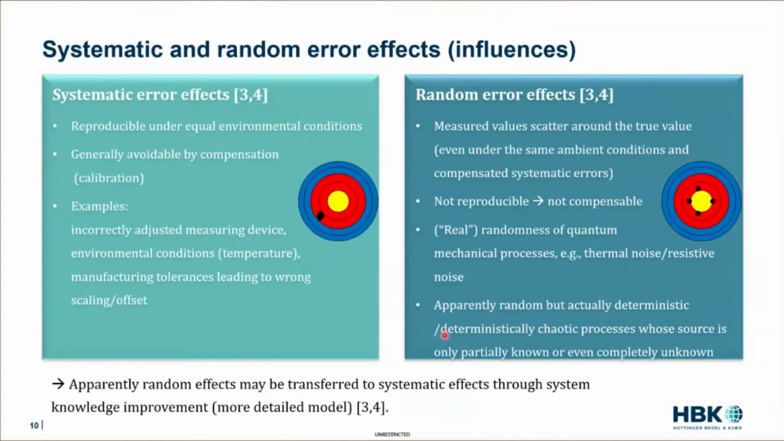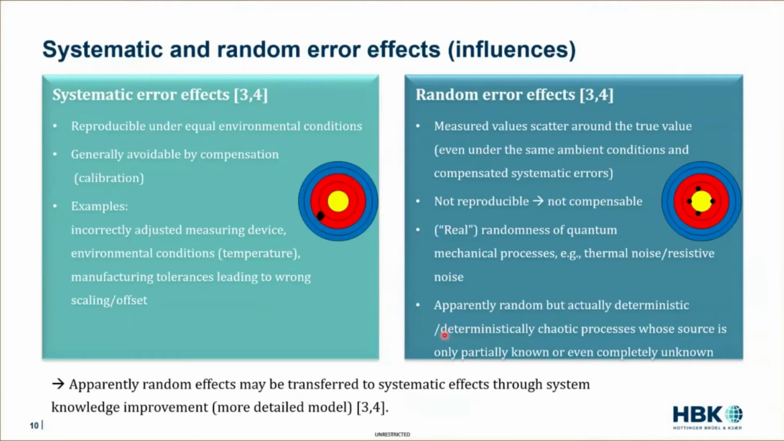Examples, only to mention some, are environmental conditions which are not compensated for, such as temperature. Temperature affects, for example, the input amplifier, because resistances in the input amplifier are temperature dependent. Or again, the manufacturing tolerances of passive components. And we have here a nice metaphoric picture, the target with bow and arrow.